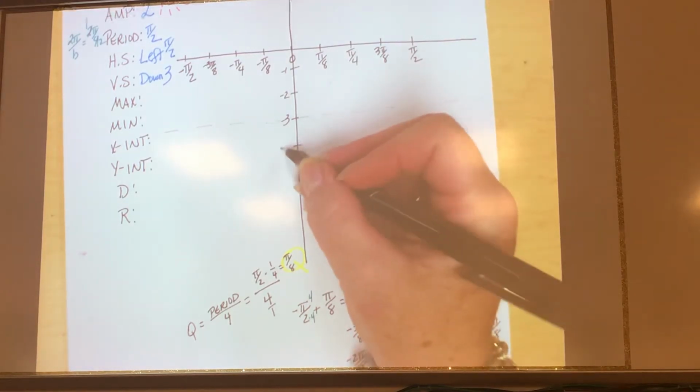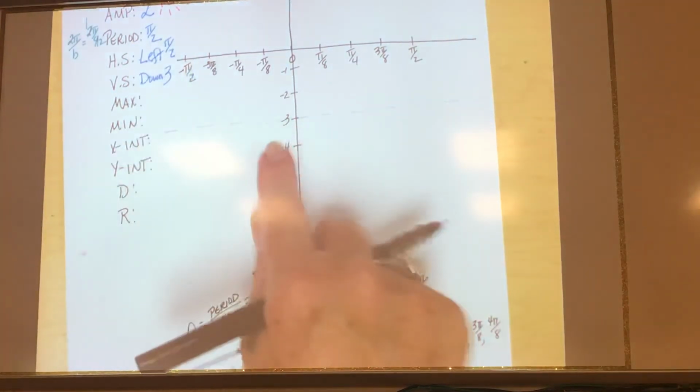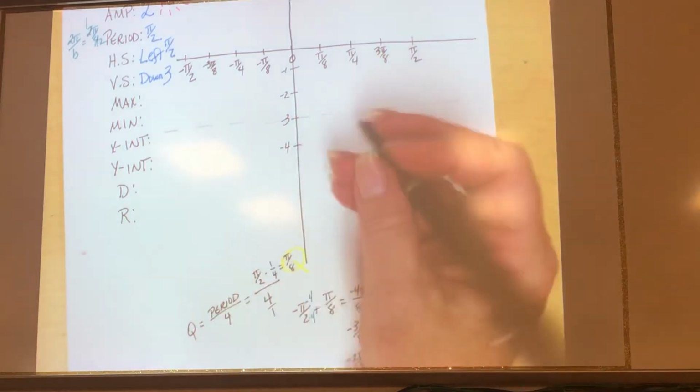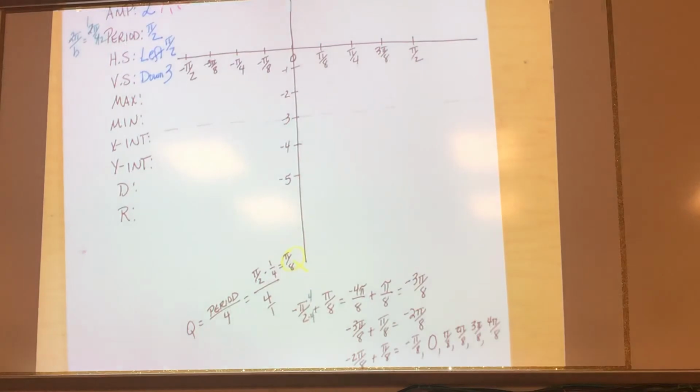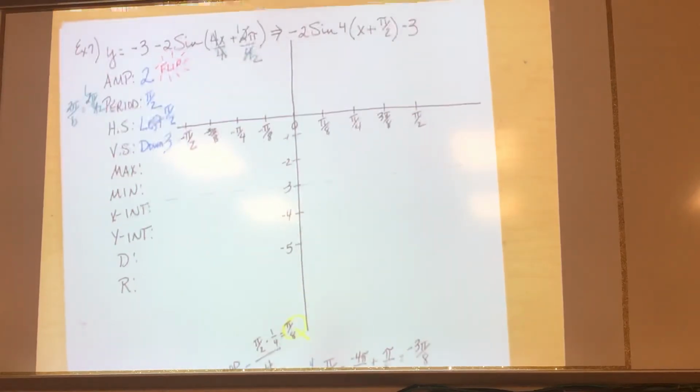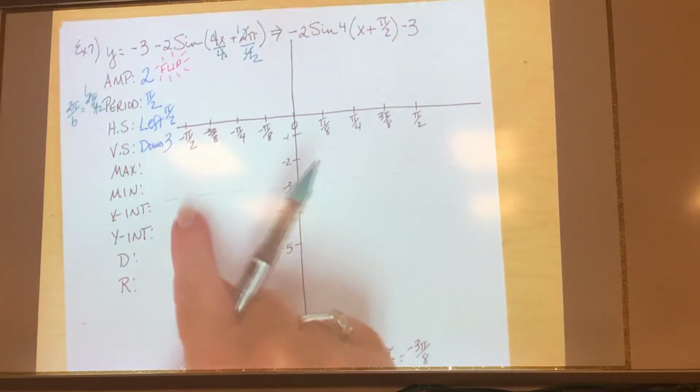Okay, so this is -4. My amplitude is 2, so from the middle I'm gonna have to go down 2, -4, -5, up 2. Everybody agree? Yes, ma'am. Okay, so now I'm gonna start my curve. What curve are you drawing? Sine starts in the middle and goes up, then back to the middle. But it's flipped, so instead of starting at the middle and going up, it starts at the middle and goes down.